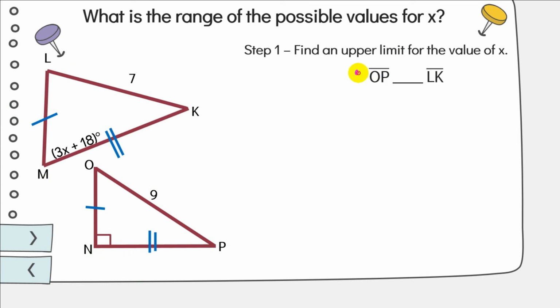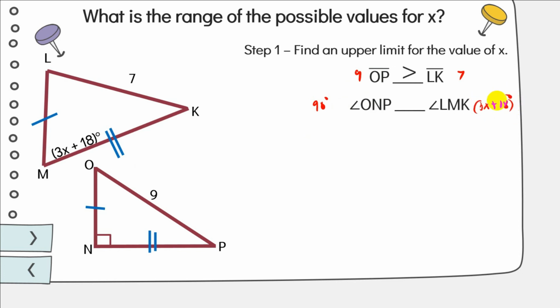So, for OP, that's 9, and LK is 7. So, malamang po greater than yung ating inequality symbol. At yun din po yung gagamitin natin sa mga angles. So, for this one, ano ba ang measurement kapag meron tayong ganitong symbol? That's 90 degrees. And for the other one, we have 3x plus 18. Again, this is 90 and this is 3x plus 18 degrees.